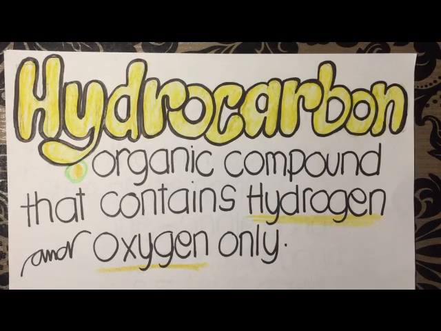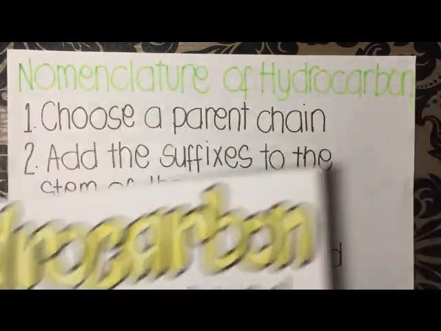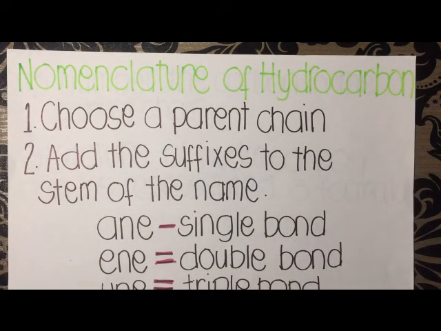Hydrocarbons are organic compounds that contain hydrogen and oxygen only. Okay, so from the word hydro, which means hydrogen, and carbon, okay, so it is a combination of hydrogen, oxygen, and carbon. So, hydrocarbons. Now, I will teach you how to do the nomenclature of hydrocarbon. So, nasa module ninyo yan. And it can be represented in 3 different structural formulas, which are the molecular formula, the expanded formula, and the condensed formula.